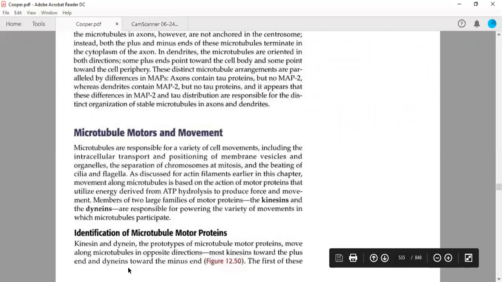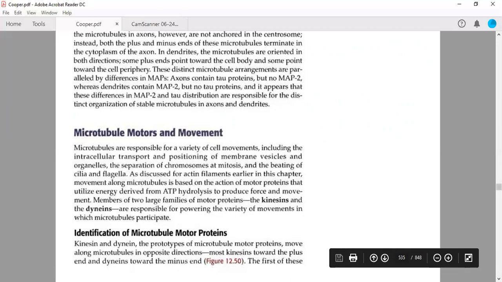So there are two types. One is kinesin. Most kinesins move towards the positive pole or plus pole, and dynein will move towards the negative or minus pole of the microtubule. So this is the major difference between kinesins and dyneins.